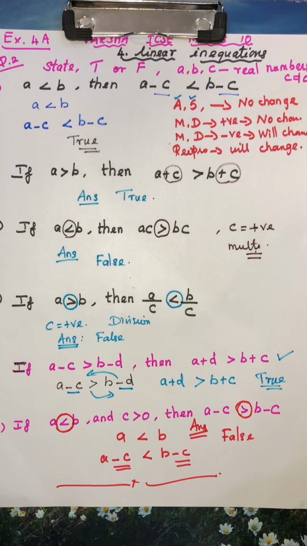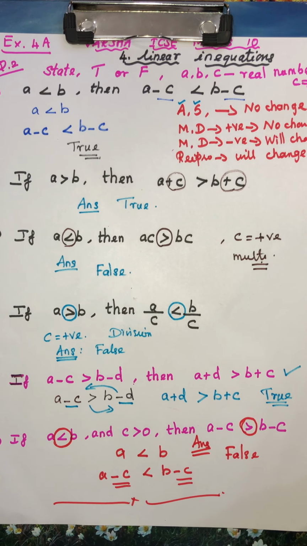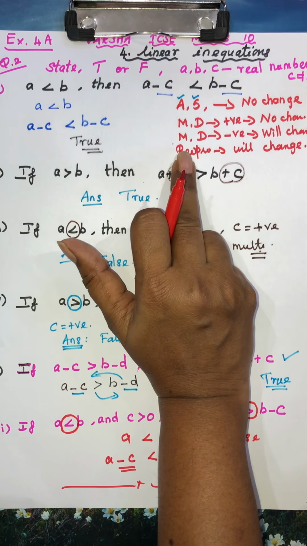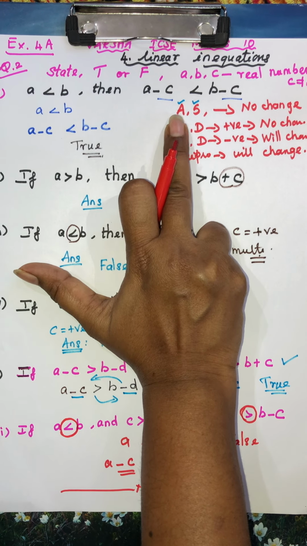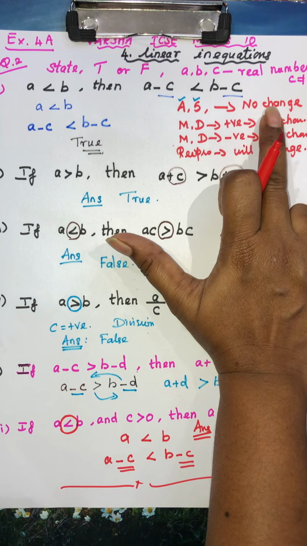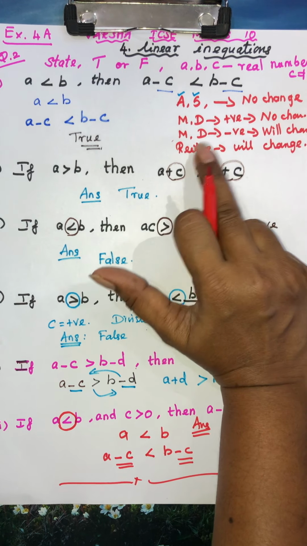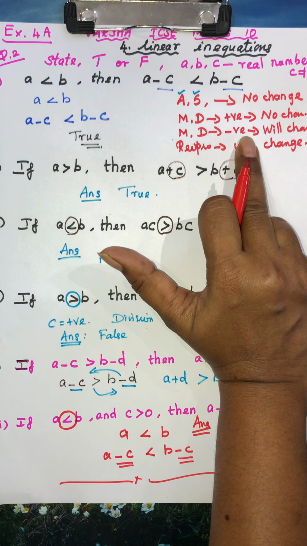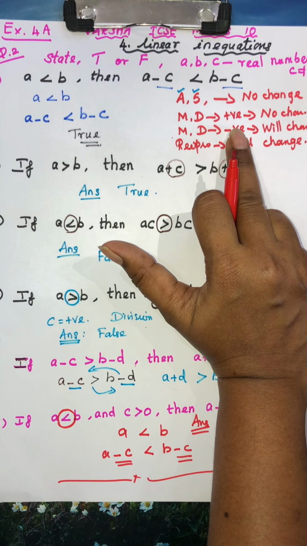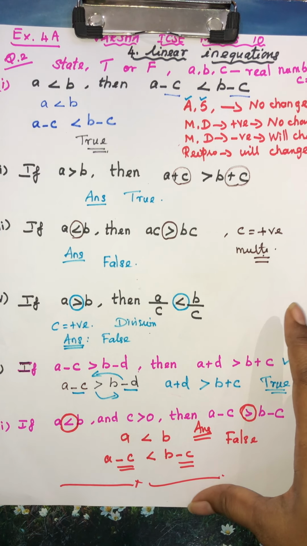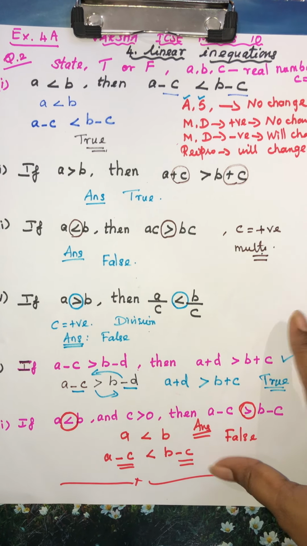That's all, we have done the 6 sums. Do you understand, students? I hope you all understand. You have to remember the rules first. For addition and subtraction, the inequality will not change. For multiplication and division, if it is a positive number, it will not change. For multiplication and division, if it is a negative number, it will change. And reciprocal will change. These are the main rules. If you know the rules well, you can do the sums very easily.